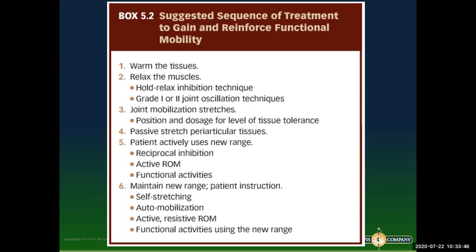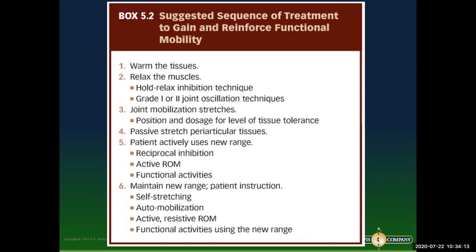Then after we get that range of motion, some passive stretching, right? Again, to further increase those tissues, stretching out those muscles. Then the patient should use those new range muscles in activity, either reciprocal inhibition, active range of motion, or functional activities. And then when they go home, they should be given instructions on how to do their own stretching, their own mobilization, and their functional range of motion, right?